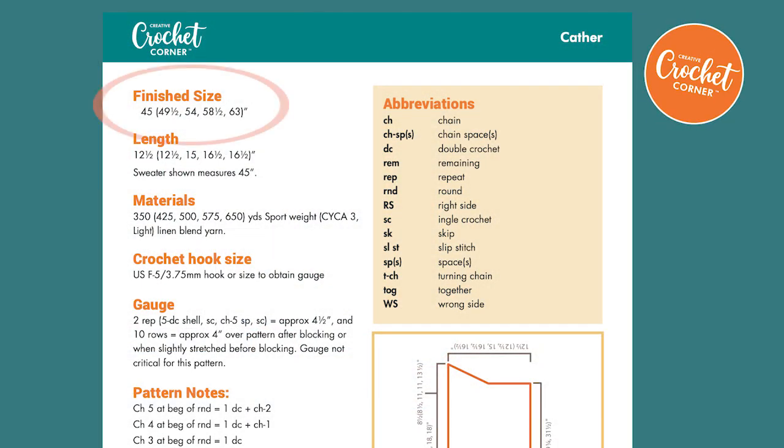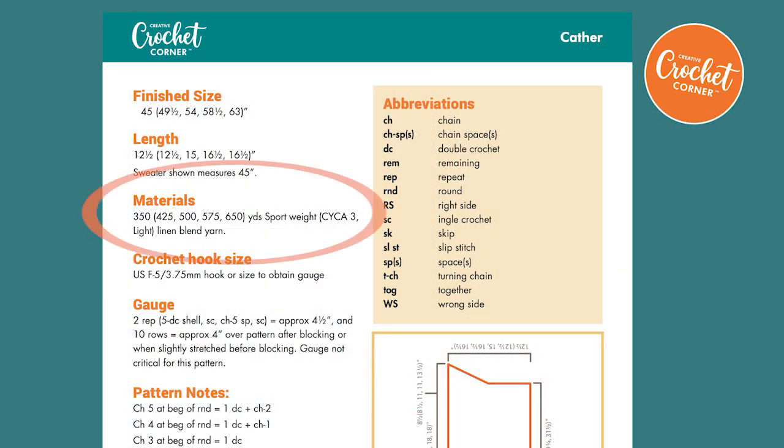You'll find your finished sizes so that you can decide what size you want to make. And what I do when I select my size is I go through the whole pattern and I circle with a pen the size that's relevant to the size that I'm going to make so I don't get confused.